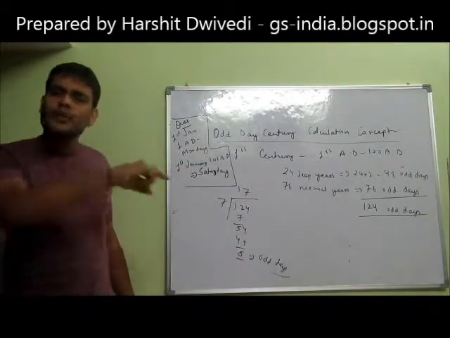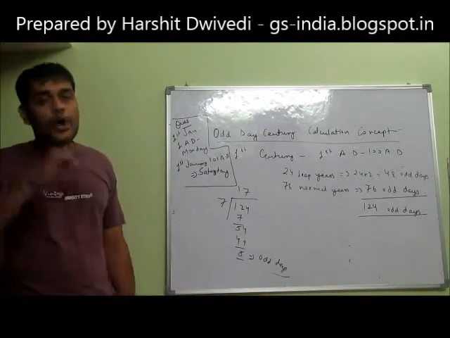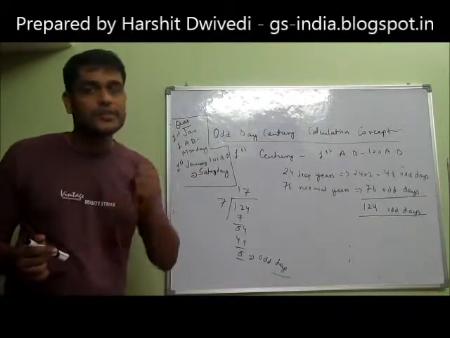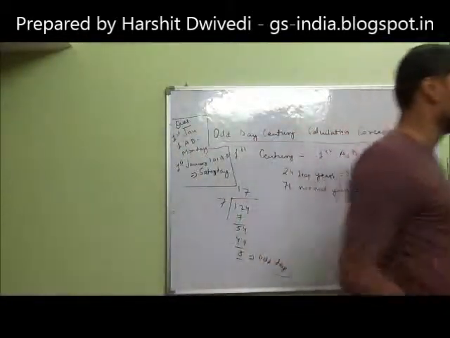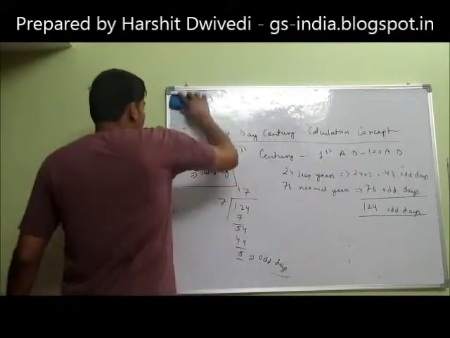This will become more clear to you in the next part. I have calculated the number of odd days for the first century. Now I am going to calculate the number of odd days for the second century. After that, I will calculate the number of odd days for the third century. And then finally the 4th century. And by the end of the 4th century calculation, you will be totally clear with this concept.